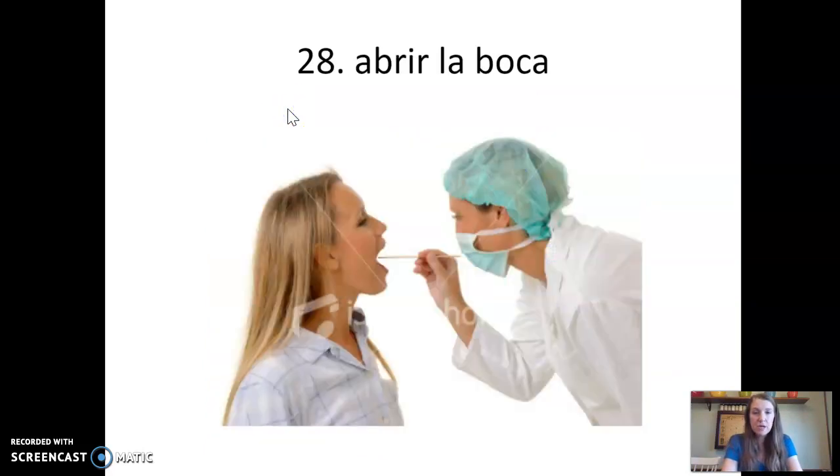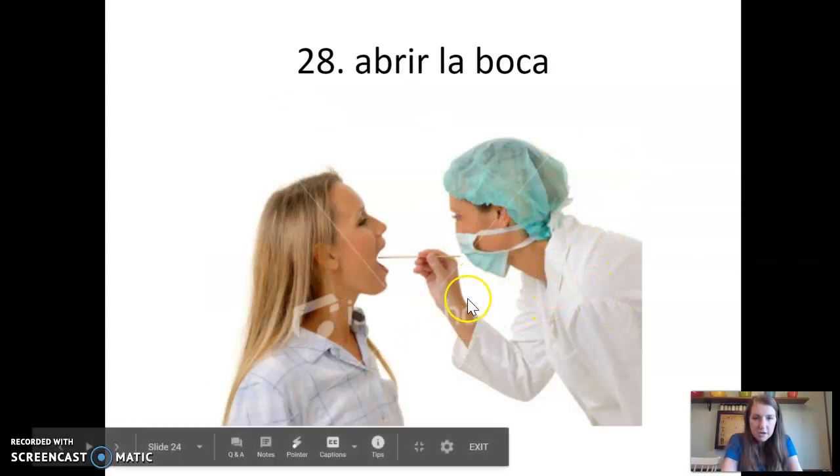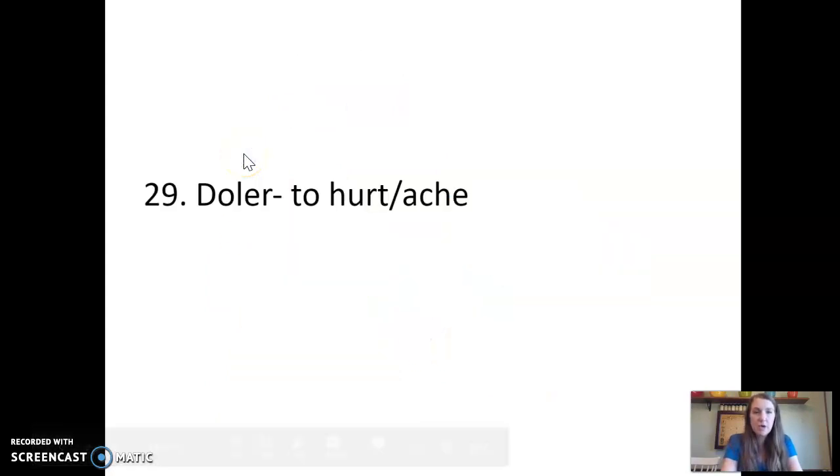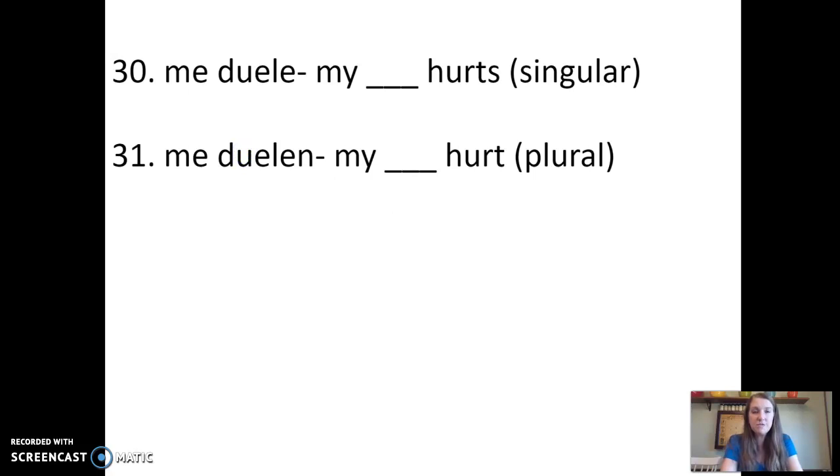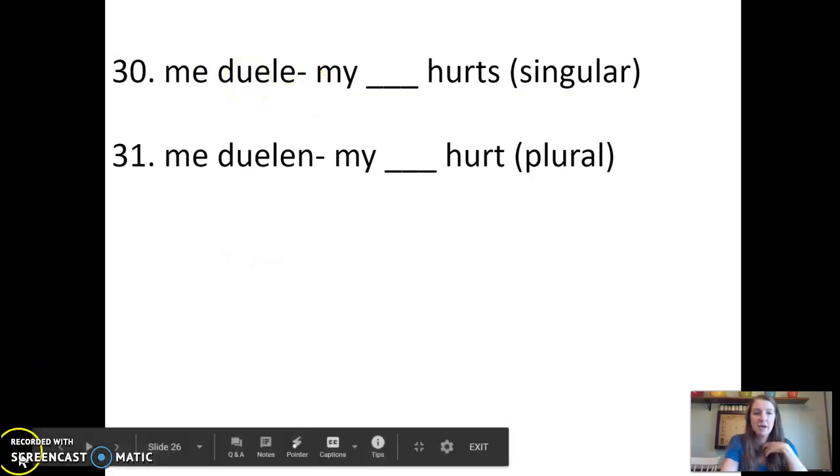Abrir la boca. Should get a new picture here. It has a watermark on it. To open your mouth. Doler, to hurt or to ache. And this is a different verb because the only two versions of this that you're going to use are me duele or me duelen. So the way this works is if something is singular, like your throat hurts, right? That's one thing. That body part is singular, garganta. You would say me duele la garganta, right?